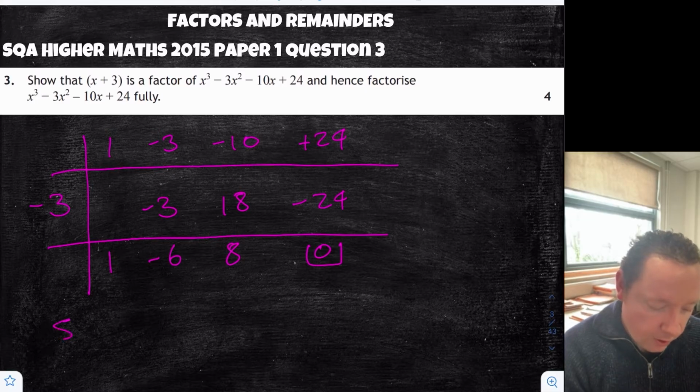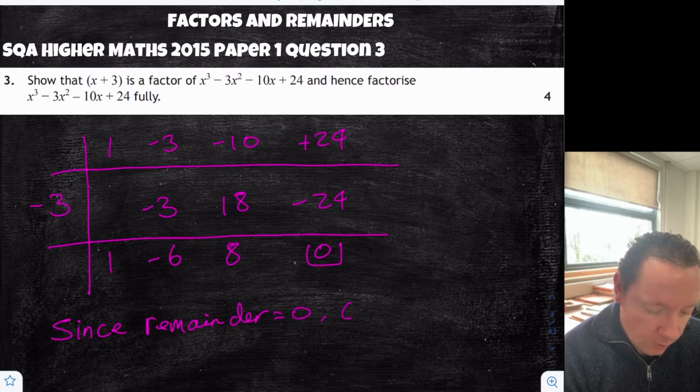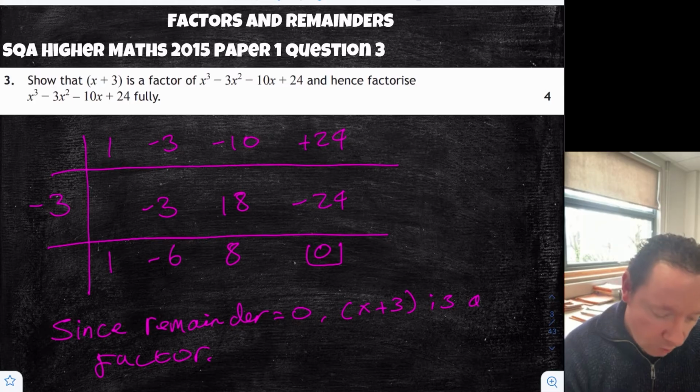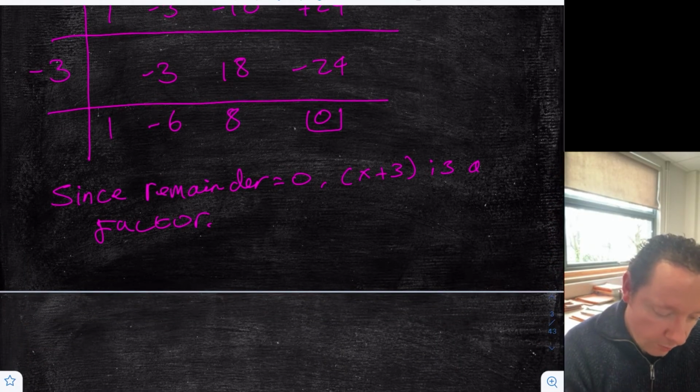So I can just write a little statement. Since the remainder equals 0, x plus 3 is a factor. And we're done there. Now we need to factorise fully. So we've done most of the work. We know that x plus 3 is a factor. So we've got x plus 3.